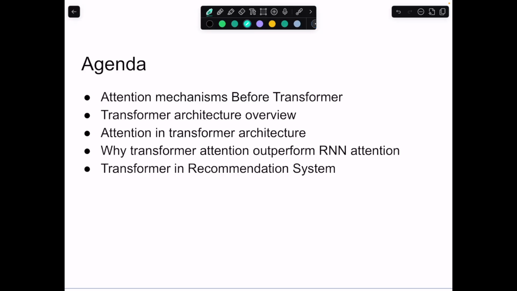Here's our agenda today. We will first talk about what attention was like before the transformer architecture. Then we will give a quick overview of what the transformer architecture looks like. After that, we'll dive into the innovations of attention that the transformer architecture has introduced. And then we will compare RNN attention with transformer attention to understand why transformer attention is superior to RNN attention. And lastly, we'll talk about how the transformer has inspired the recommendation system industry.